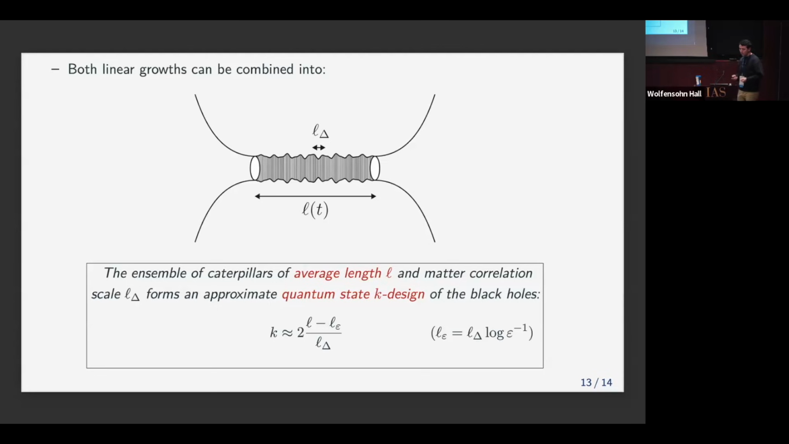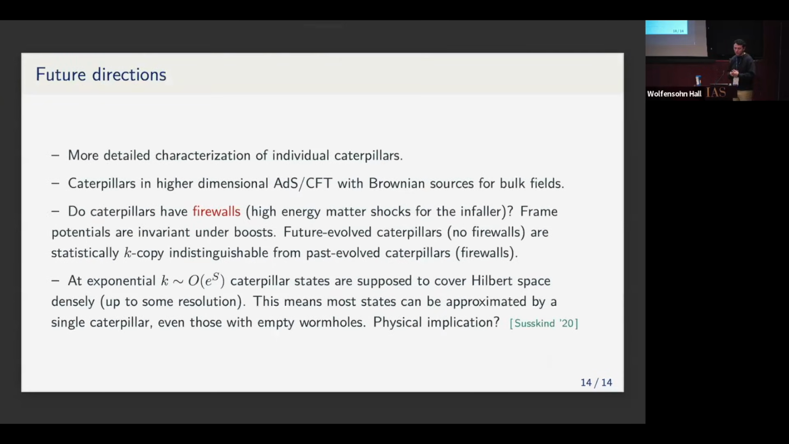Okay, so this is our main result, but let me end with some future directions and some comments. So it would definitely be nice to have a more detailed characterization of individual instances of our ensemble of states. That's very hard. You need to solve some very hard problem in the bulk, but in principle, it could be done. Then it would be nice to have explicit constructions of caterpillars in higher dimensional AdS/CFT with Brownian sources for bulk fields.